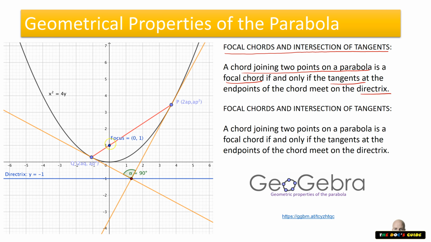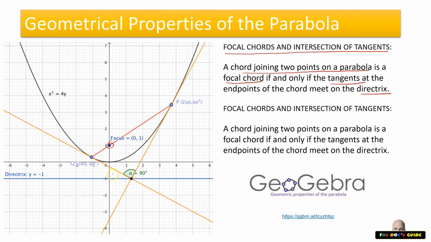So here we have our 2 points on the parabola. We have a chord joining them. It's passing through the focus. And when we look at these two tangents, they're actually meeting on the directrix. But even more than this statement here, we saw before that the product of the gradients of these two tangents, PQ was how we saw it, equals -1, which implies that these two are perpendicular as well.